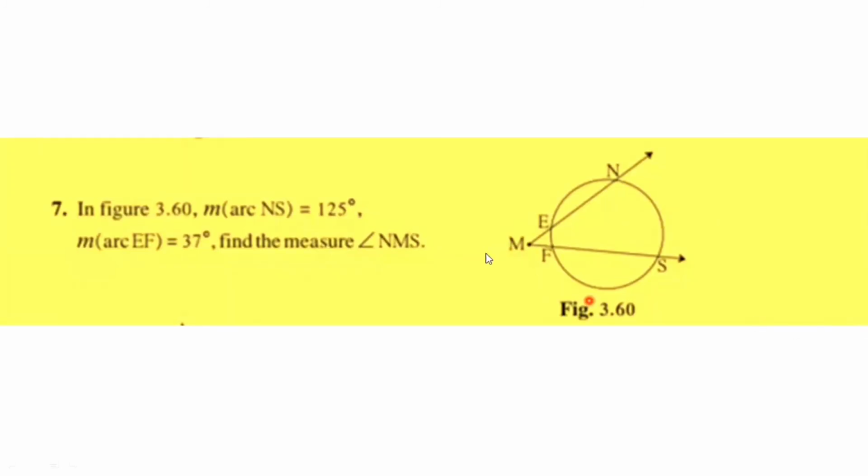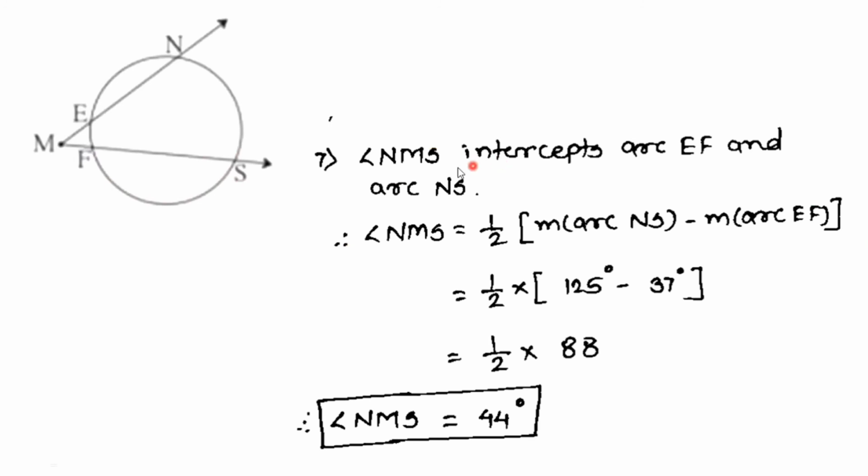Next problem is, in figure, measure of arc NS is given to be 125 degrees. Measure of arc EF is 37 degrees. And from that we have to find measure of angle NMS. So to solve this, as you can see in the diagram, angle NMS intersects two arcs, that is arc EF and arc NS. And the vertex of the angle is in the exterior of the circle.